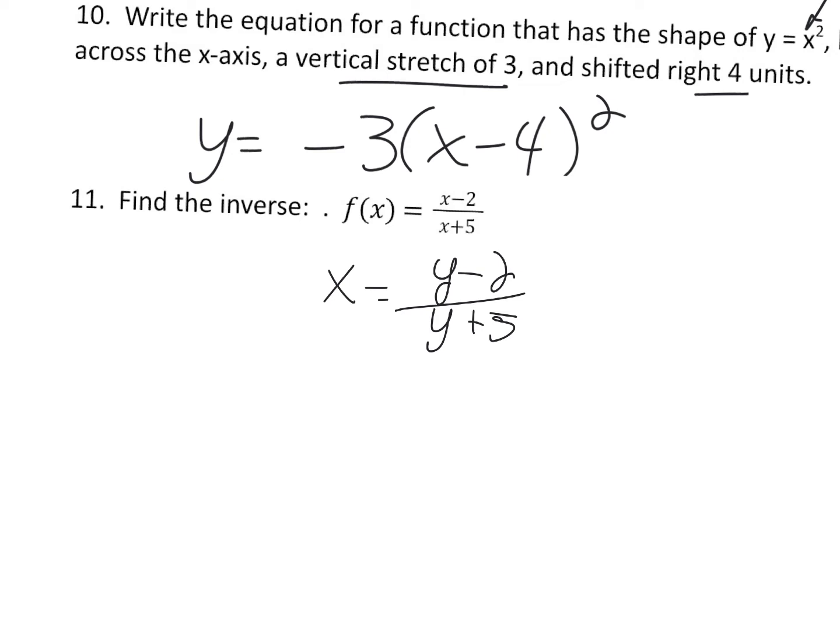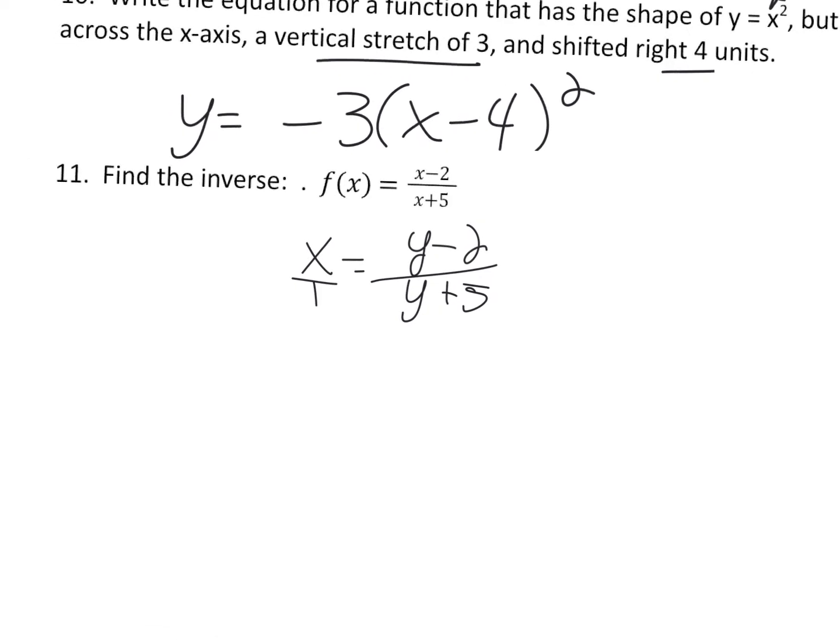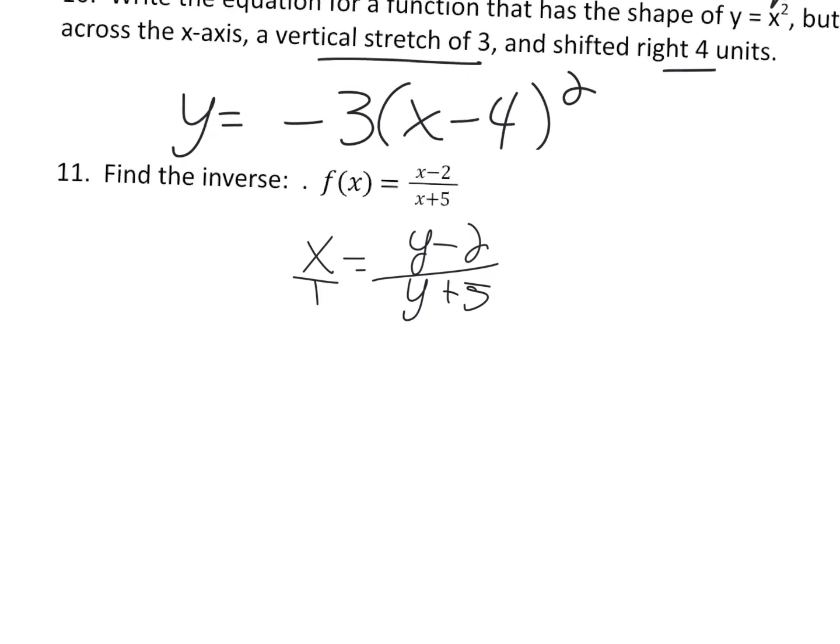To make that fraction go away, that's really x over 1. So I'm just going to cross multiply. If I do that side, I get xy plus 5x. If I do this side, I get 1 times y, 1 times 2.